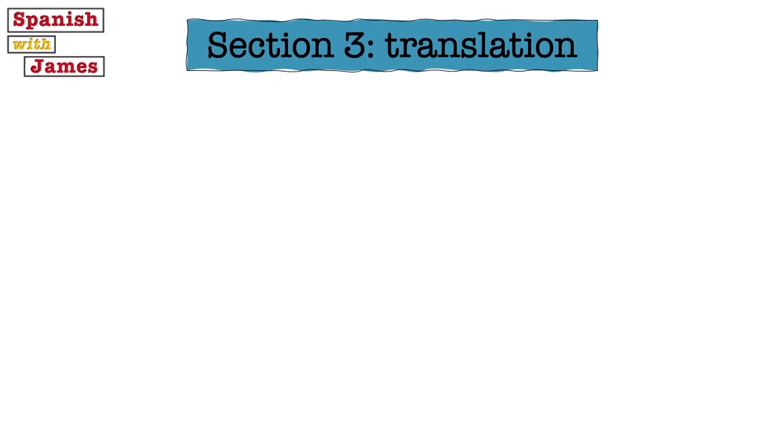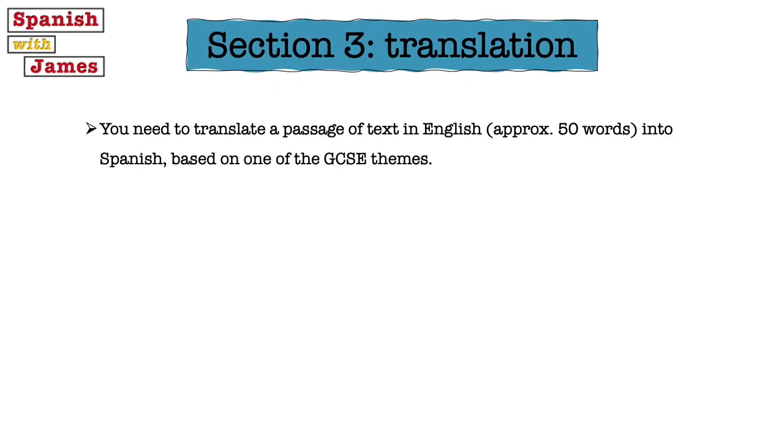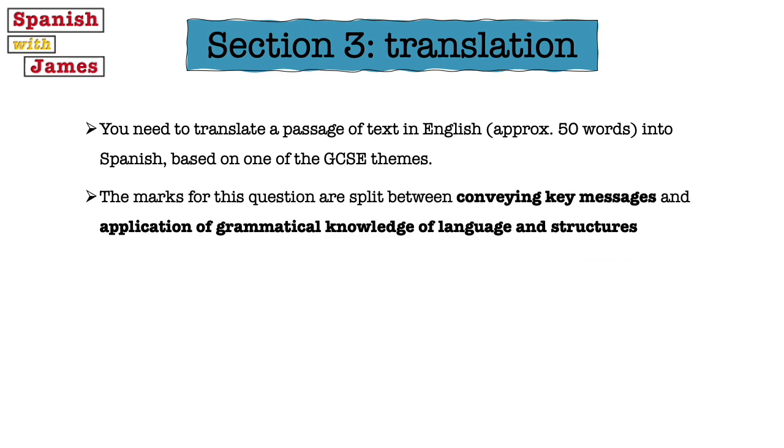Section 3, the final section of the exam, is a translation where you need to translate a passage of text, which is usually about 50 words long, into Spanish, and it's going to be based on one of the GCSE themes. Now for this question, the marks are split between conveying key messages, which means you're getting the message across, and your application of grammatical knowledge of language and structures, which is a really long-winded way of just saying you know your grammar and you know your vocab.